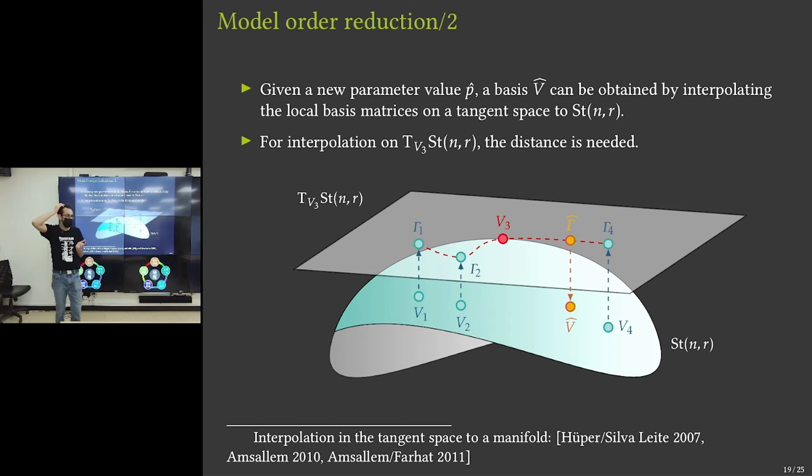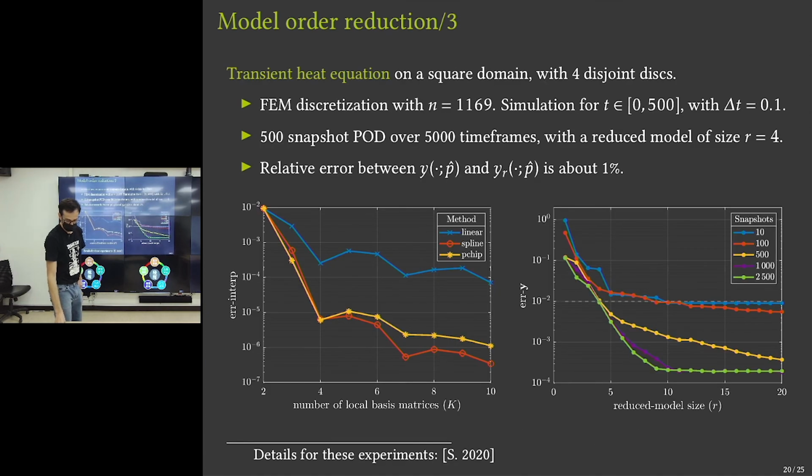Okay, it's just to give you an application in which, because for doing interpolation you need the distance between the points, and that's where these algorithms for calculating the distance enter in. So for interpolation on the tangent space, the distance is needed, and so we need those algorithms. Okay, so here I had some numerical results about this, but maybe, running out of time, let's skip this. The details are in my PhD thesis.